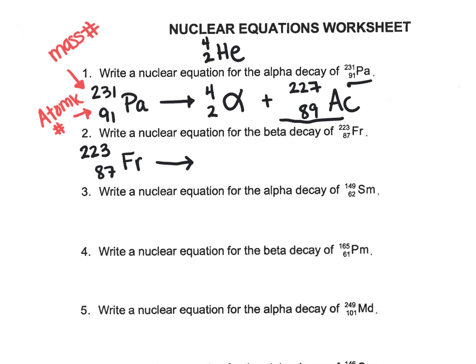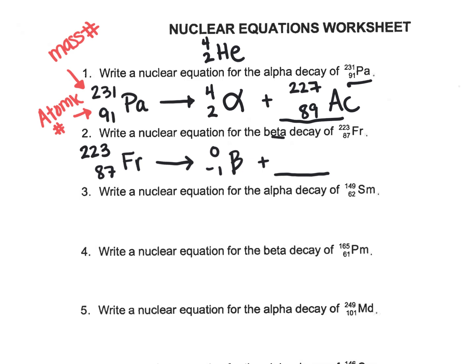And this time it's beta decay. So what kind of a particle is it going to give off? Beta particle. So you're going to look in your notes for what that beta particle looked like. It was the 0, -1. I like the B for beta, but if you put an E for electron, is it the same thing? Same thing. And then again, we're going to fill in the blank.